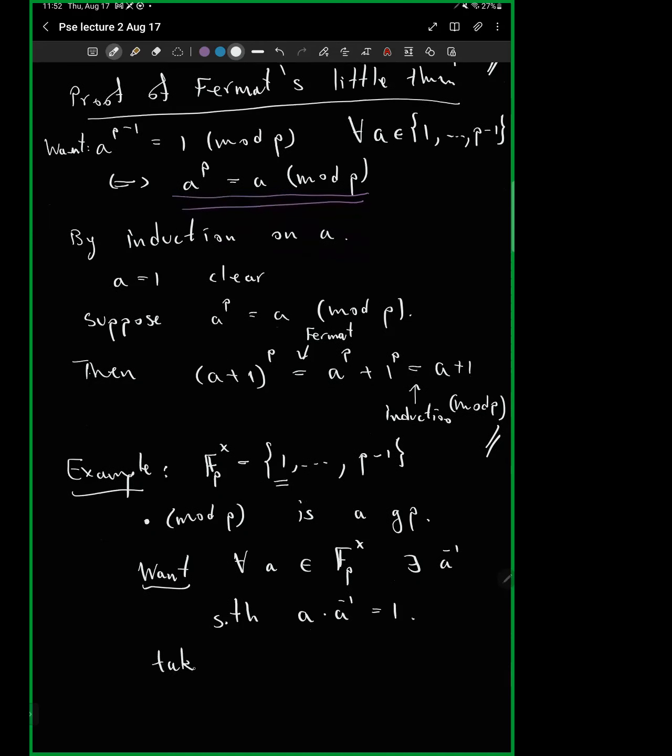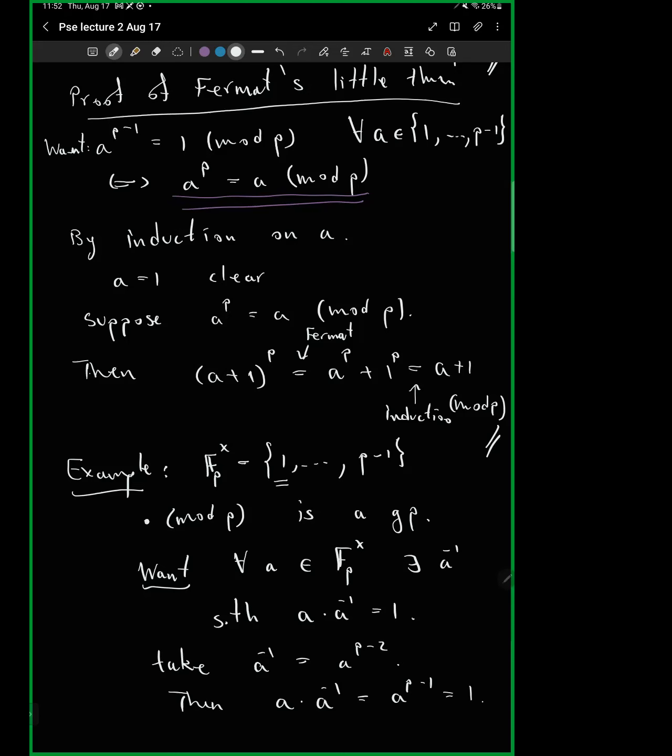Take a minus 1 to be a to the p minus 2. Okay, then a times a minus 1 is a to the p minus 1, which is 1. All right, so this is the example of what is called the multiplicative group of the prime field FP.